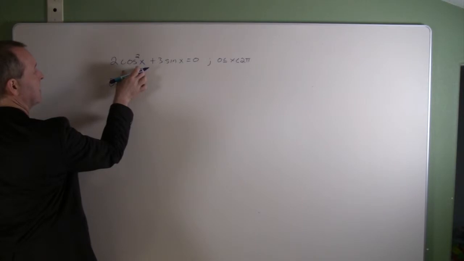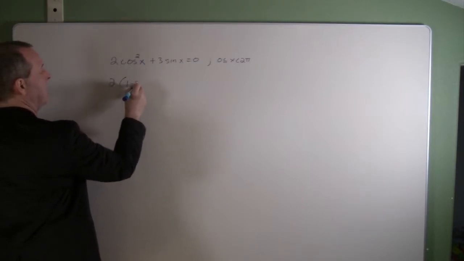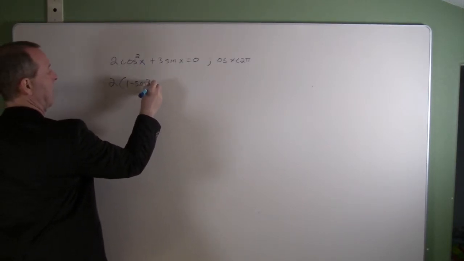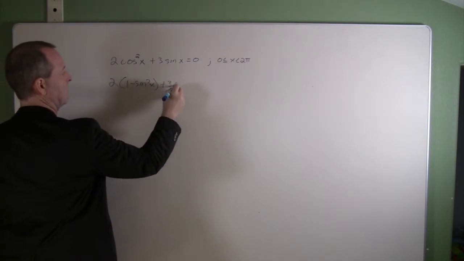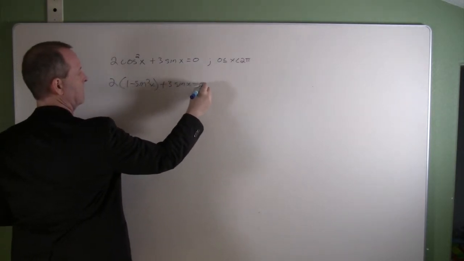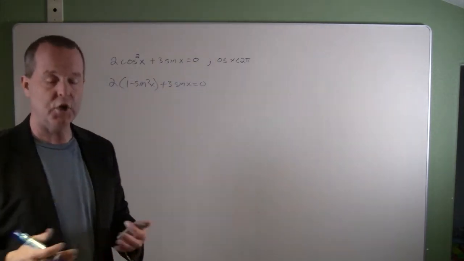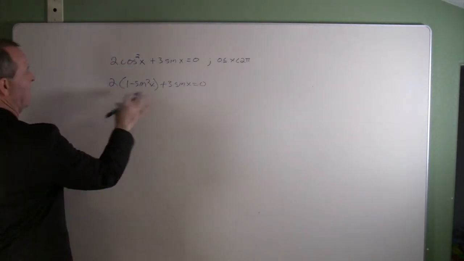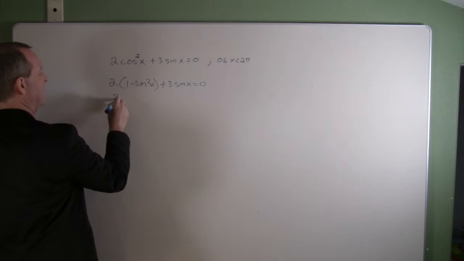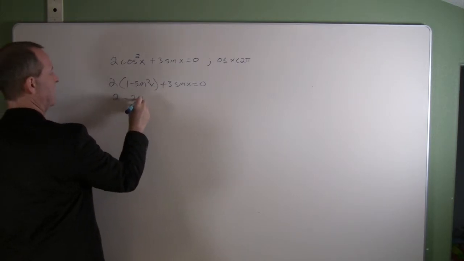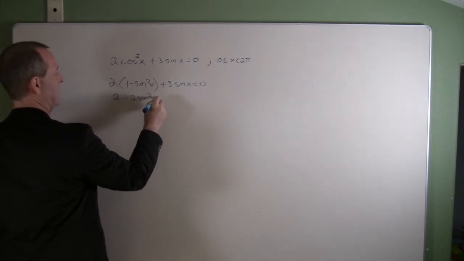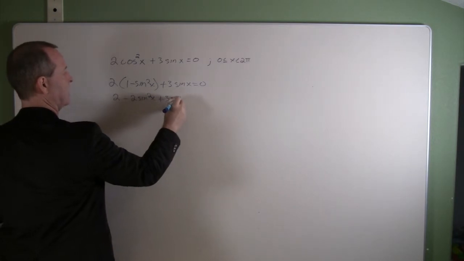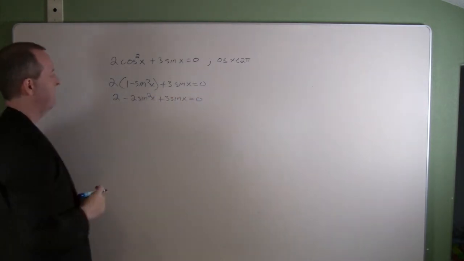So what I'm going to do is, if I remember an identity for cosine squared of x, that was the same thing as 1 minus the sine squared of x. So I just used one of my substitutions that I've learned before. Let's go ahead and multiply that through. So I have 2 minus 2 sine squared of x plus 3 sine x equals 0.